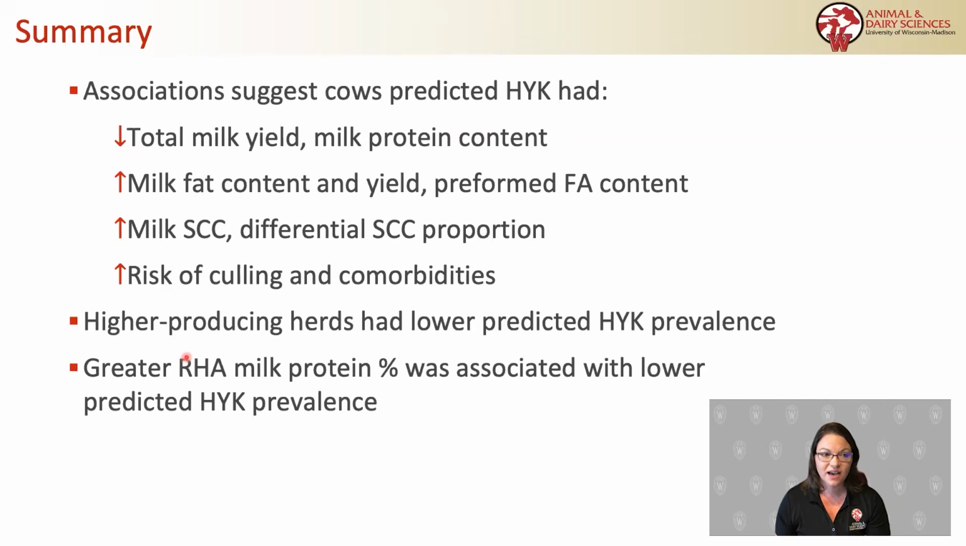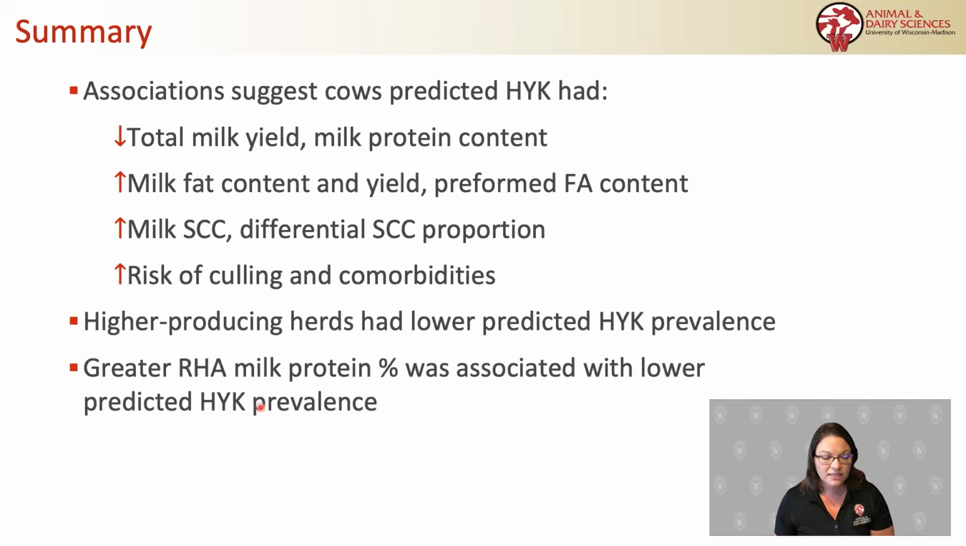Unique to this study and very interesting is that higher producing herds had lower predicted HYK prevalence. And this is really key as we strive to improve management and nutrition. Again, that question I often hear is, is having subclinical ketosis just something I have to deal with in a high producing herd? I think this data refutes that and says that we can have high producing herds with low prevalences of subclinical ketosis. And I imagine that that would reflect both management and nutrition. And when we're doing things right, we can have the best of both worlds.